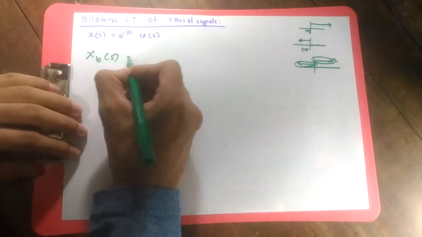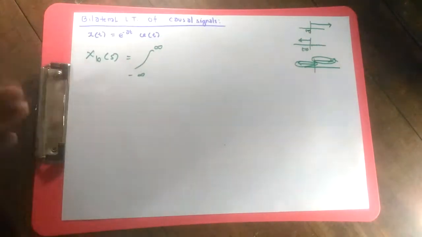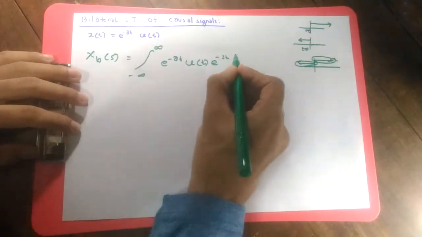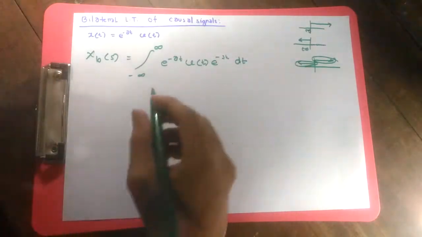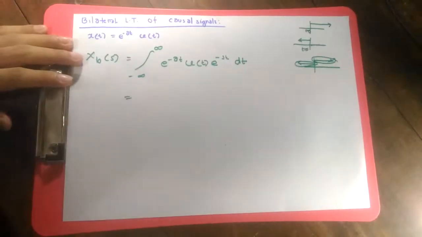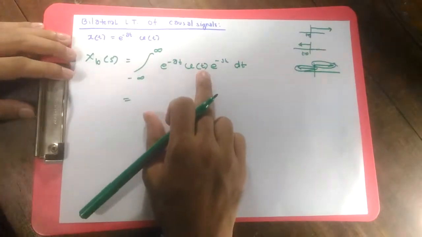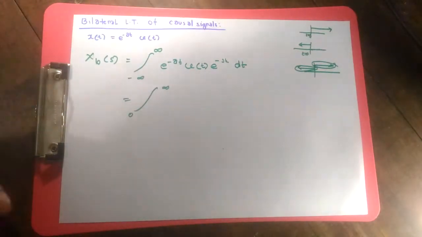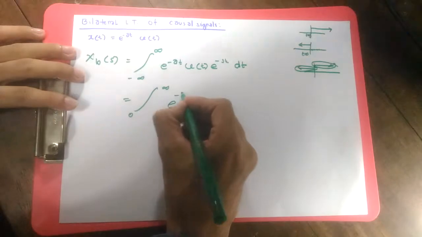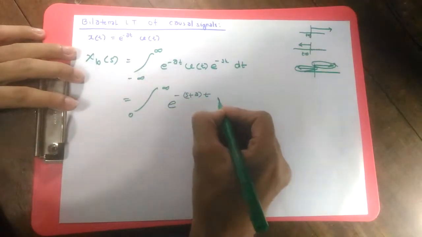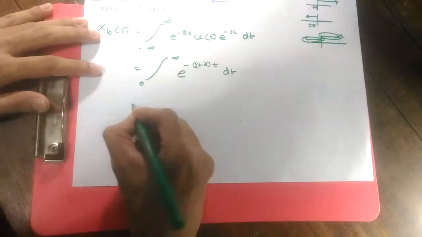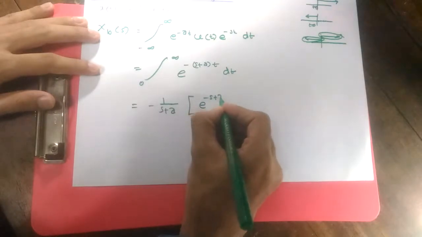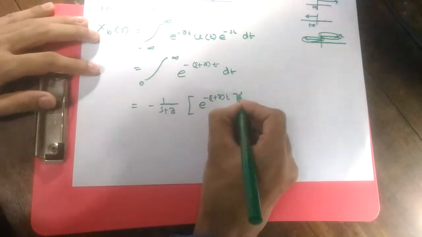Alright, so X_b(s) according to our formula is going to be the integral from minus infinity to infinity of e to the power minus at u(t) e to the power minus st dt. That's the definition, right? Now this u(t) is going to be 0 before time equals 0, so we can change our integration limit to 0 to infinity and remove u(t), so that is going to be the integral of e to the power minus (s plus a)t dt, and this integral, if we evaluate it, is going to be minus 1 by (s plus a) times e to the power minus (s plus a)t from 0 to infinity.